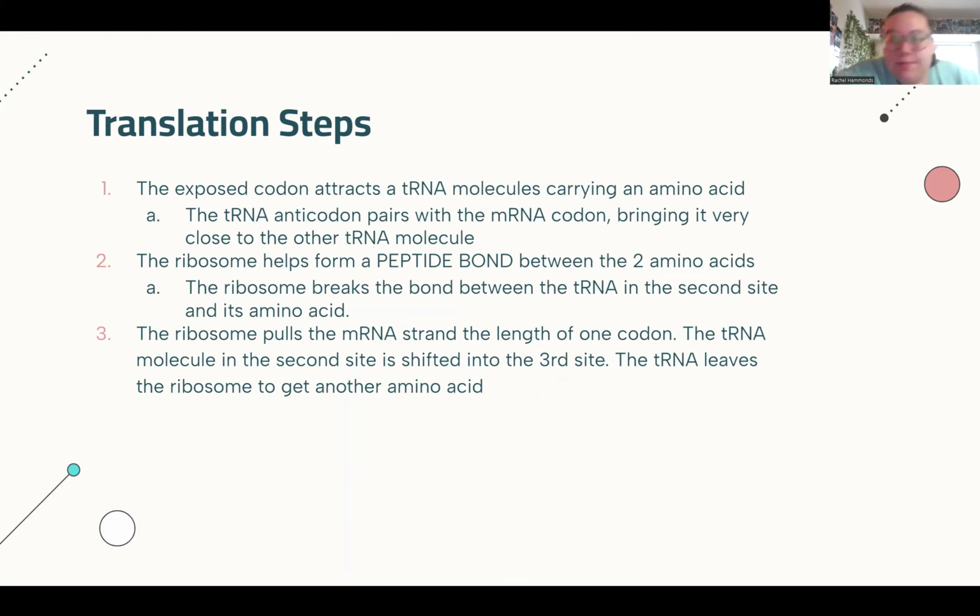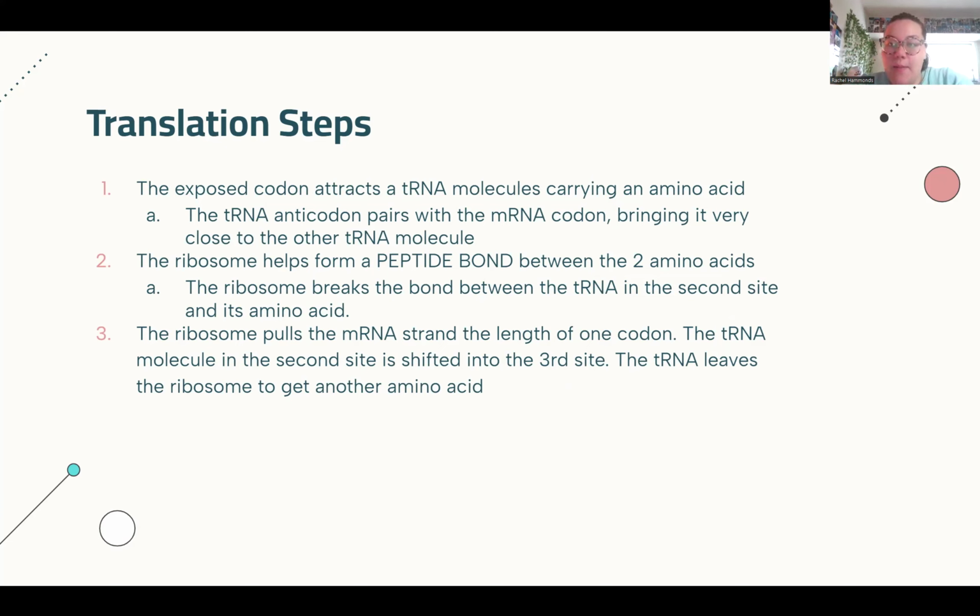So, the steps of translation. 1, the exposed codon attracts tRNA molecules carrying an amino acid. The tRNA anticodon pairs with the mRNA codon, bringing it very close to the other tRNA molecule. The ribosome helps form a peptide bond between the 2 amino acids, while the ribosome breaks the bond between the tRNA in the second site and its amino acid. So it's breaking the bond between the tRNA and the amino acid, and forming a bond between this amino acid and another amino acid. It's starting to form an amino acid chain.